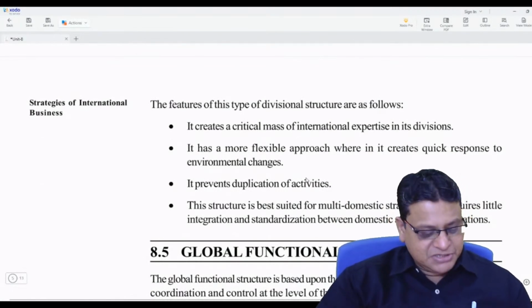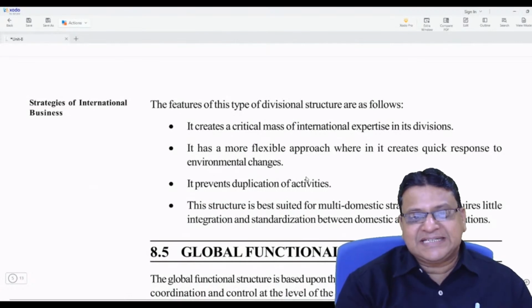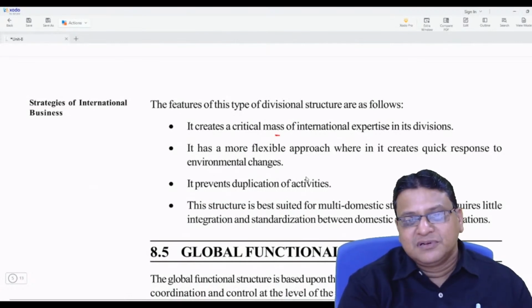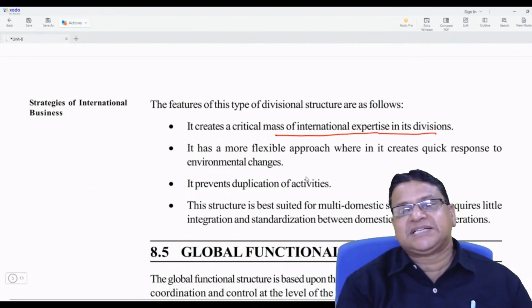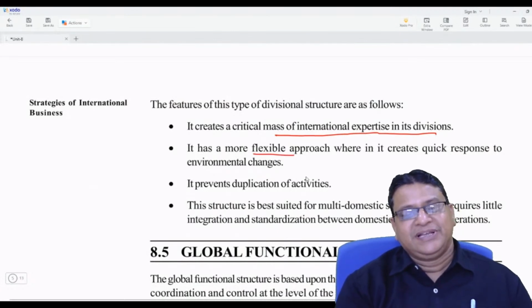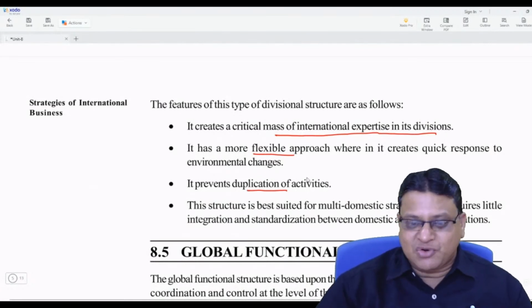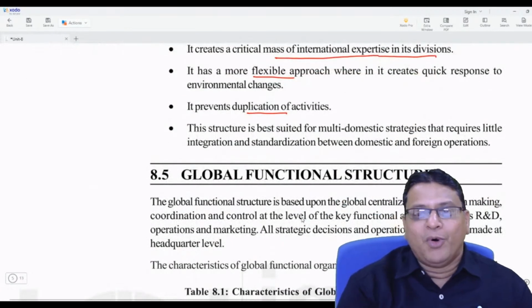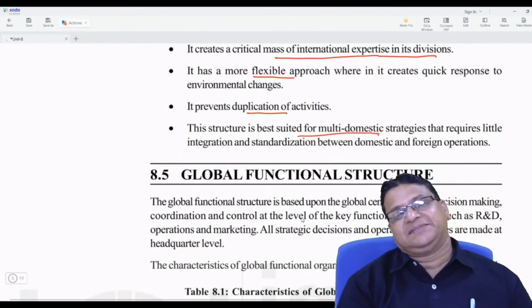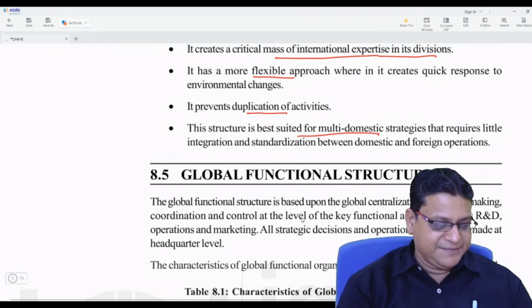What are the features of divisional structure? The main features of divisional organizational structure are as follows. It creates a critical mass of international expertise in the division. It is a more flexible approach. It prevents duplication of work. And this particular structure is suited for multi-domestic strategies. These are the merits of international division structure.